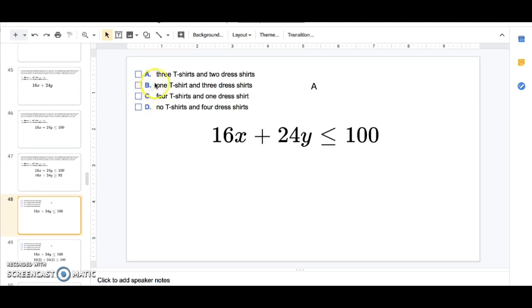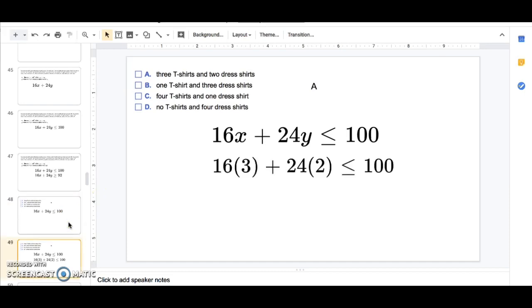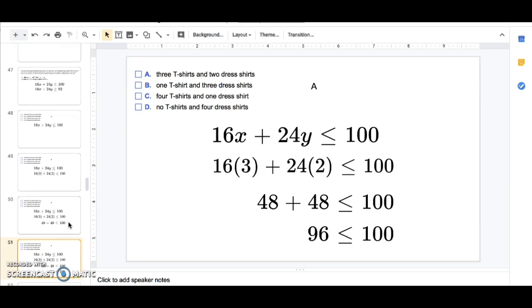So starting with my first combination, which is 3 t-shirts and 2 dress shirts, I substitute it into the first inequality. So t-shirts is x and dress shirts is y. So 3 goes in for x and 2 goes in for y. So 16 times 3 is 48 and 24 times 2 is 48. So 48 plus 48 would give me 96, and 96 is indeed less than or equal to 100. So it works for the first inequality.